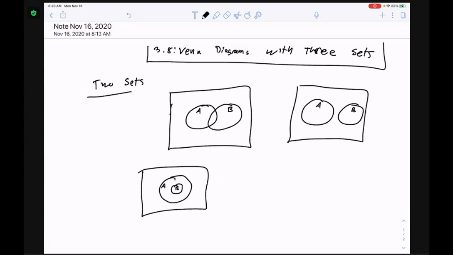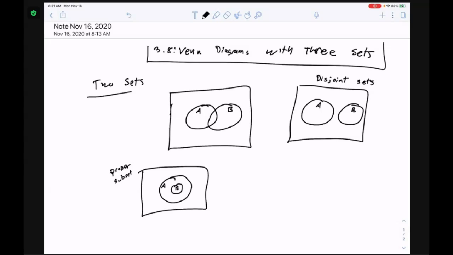Right here we have the viewing of a proper subset where B is a proper subset of A, which means that B is not the same as A, but everything that is in B is in A. We have this idea over here that we refer to as disjoint subsets, where A and B do not share any elements together.